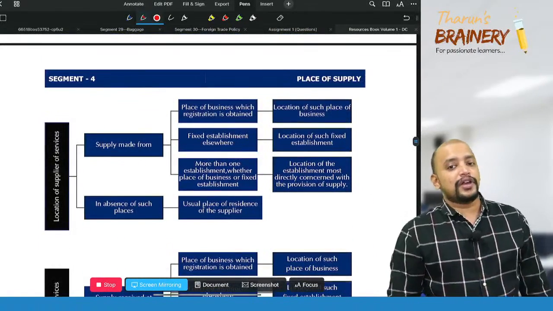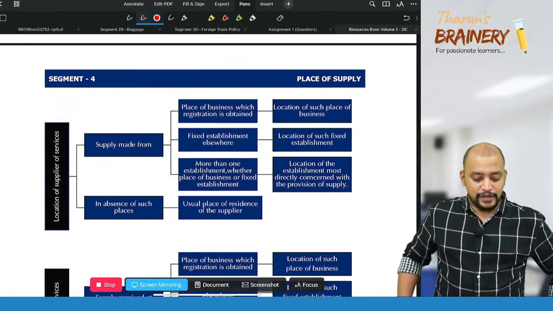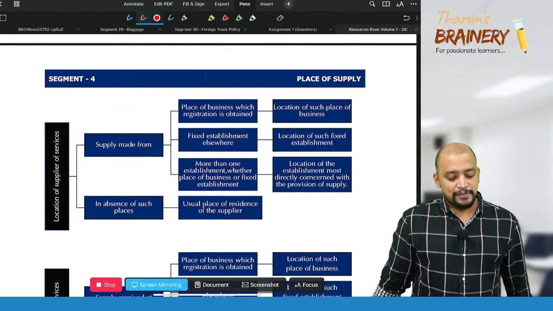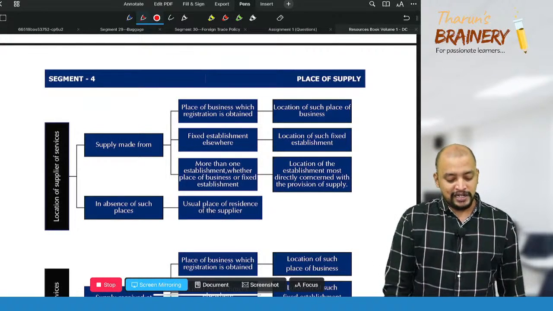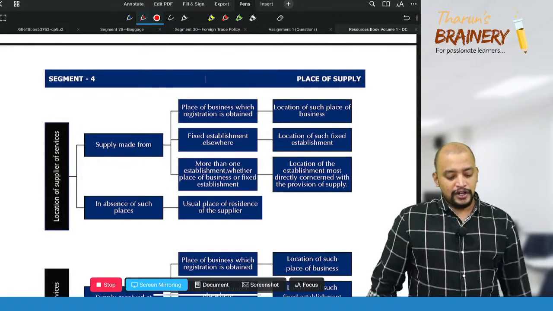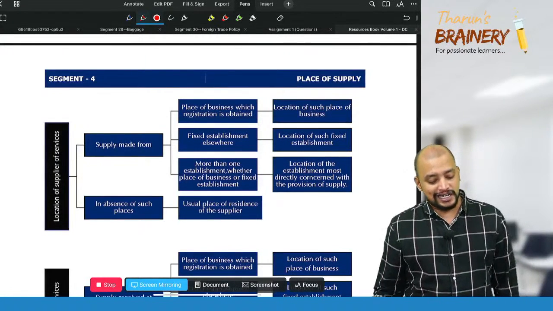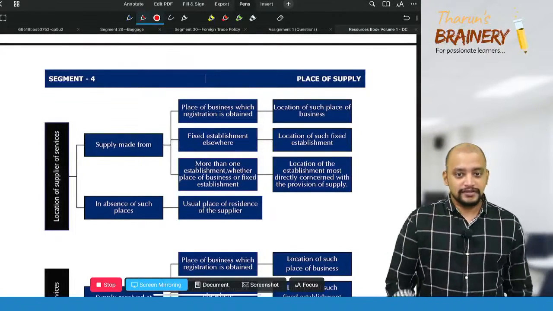What is the meaning of location of supplier of services? Supply made from the place of business for which registration is obtained, that registered place; fixed establishment elsewhere, such fixed establishment; more than one establishment, the location of the establishment most directly concerned. In the absence of such places, usual place of residence.